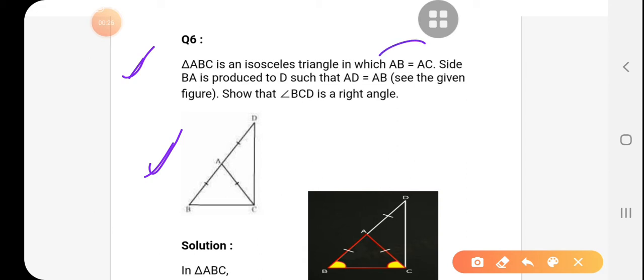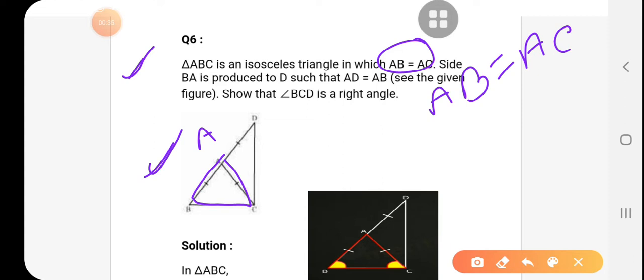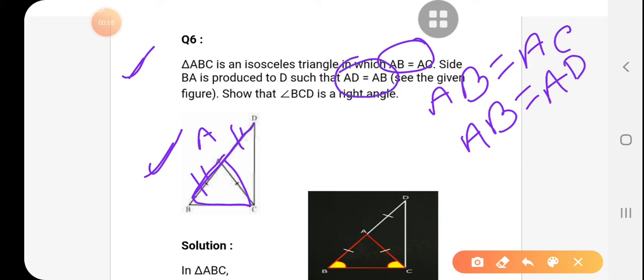The condition, just see here: AB is equal to AC. It is given. Another thing, produce D, that means this is the triangle ABC. Now produce BA to D such that AD is equal to AB, means AD is equal to AB. These two lines will be equal. I will write it once again. I can write it as AB is equal to AD.